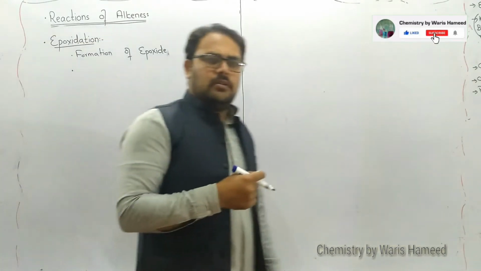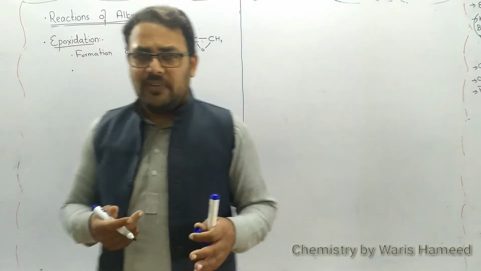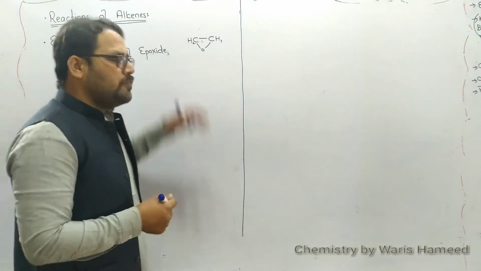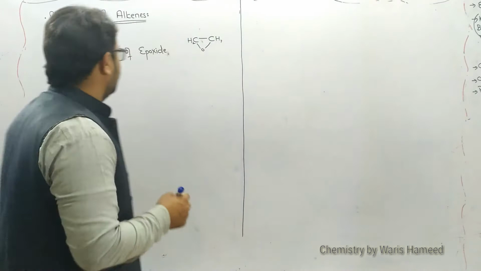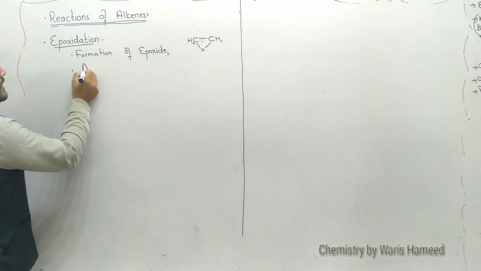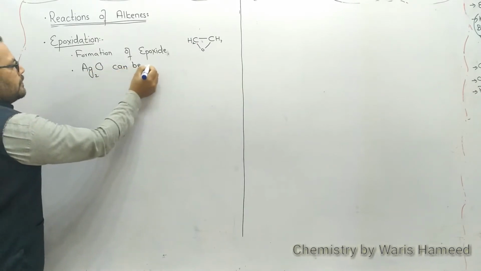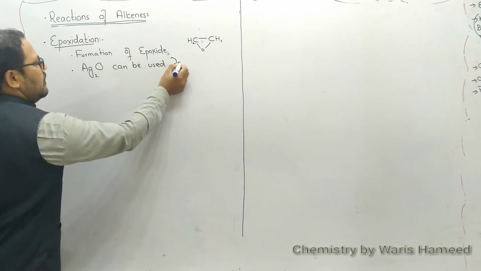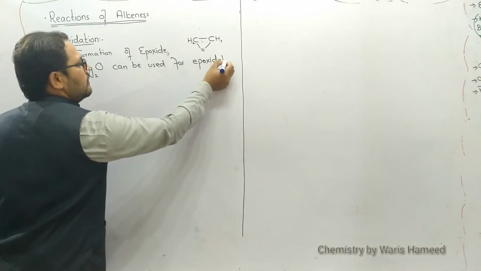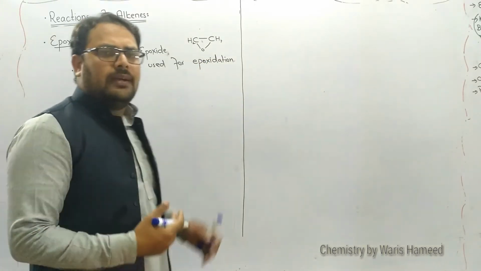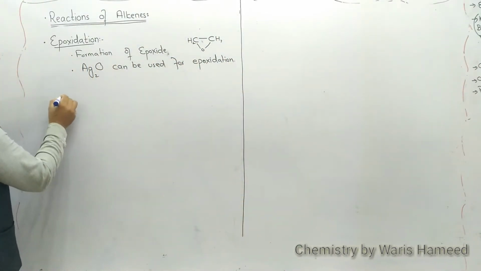It can be formed by two methods. We can use silver oxide for epoxidation of alkene, and we can also use peroxyacid for the conversion of alkene into epoxide. Silver oxide, Ag2O, can be used for epoxidation, and this reaction is done at higher temperature in the presence of oxygen.